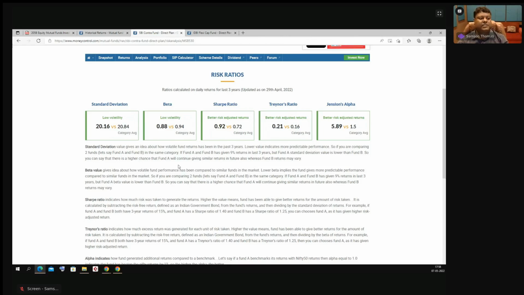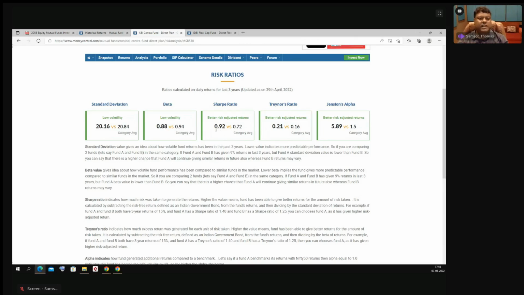Again, the Sharpe ratio subtracts the risk-free return, like the return on an Indian government bond, from the fund's return. What is the return on the Indian government bond? That is the risk-free return. Subtract the risk-free return and then divide by the standard deviation. Then you get the Sharpe ratio.